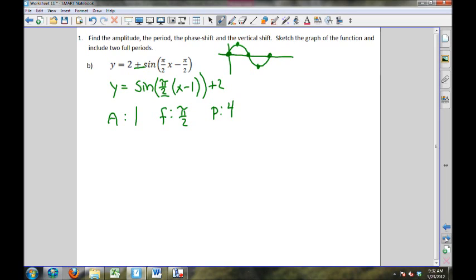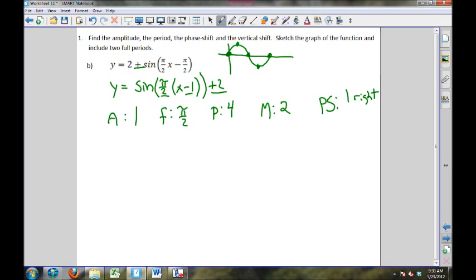What else we have? Midline and phase shift. My midline here, I'm adding 2, so it's going to be at 2, which means I've shifted up 2 units. And my phase shift over here is 1 unit right. Remember, negative sign means right shift, positive sign means left shift.